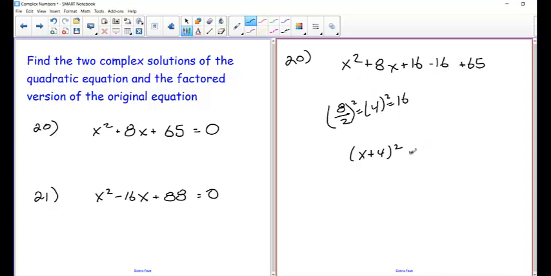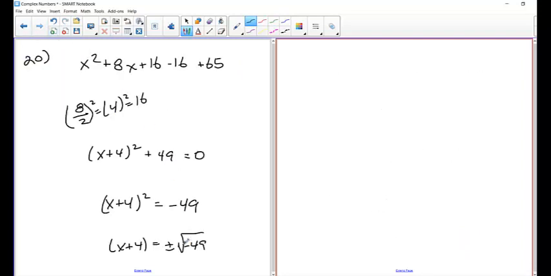65 minus 17 is 49. Not a coincidence, because the square root of 49 is 7. Okay, we subtract 49 from both sides. Take the square root. So we get plus or minus the square root of negative 49. And the square root of 49 is 7. So that'll become x plus 4 is equal to plus or minus 7i. Square root of negative 1 is i. Square root of 49 is 7.